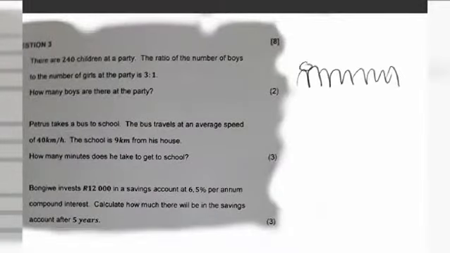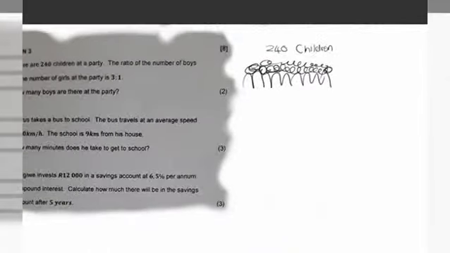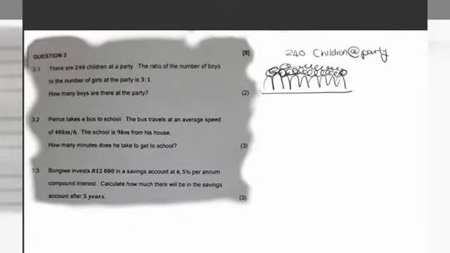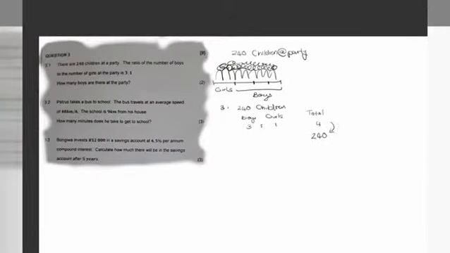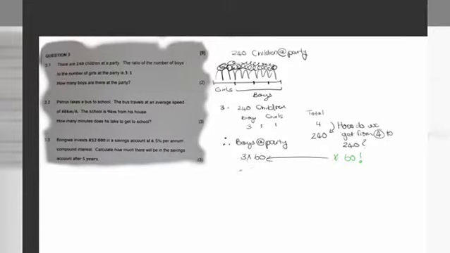Question number 3 says there are 240 children at the party. The ratio of the number of boys to the number of girls is 3:1. How many boys are at the party? So we should determine, if there's 240 in total, it means 3/4 of those children are boys. And to determine 3/4 of 240, you know how to do the calculation, and your answer would be 60 times 3, which equals 180.